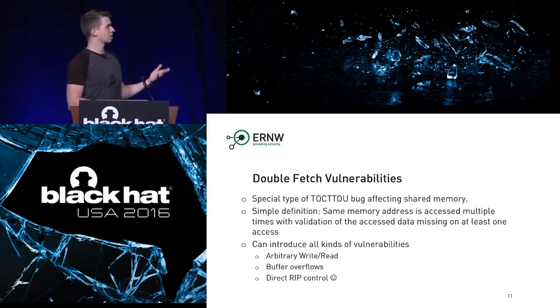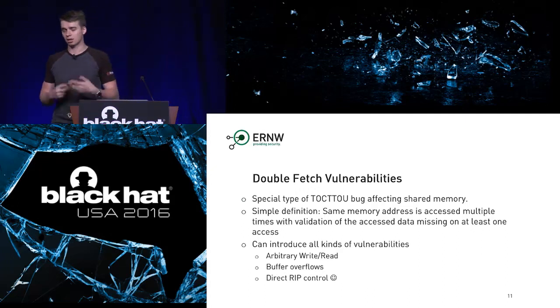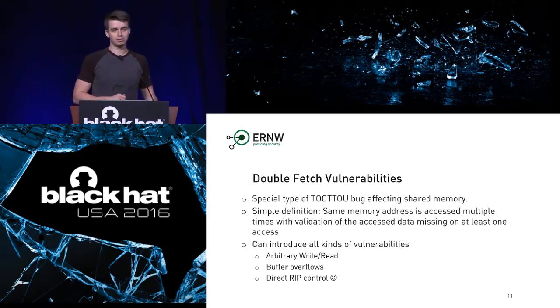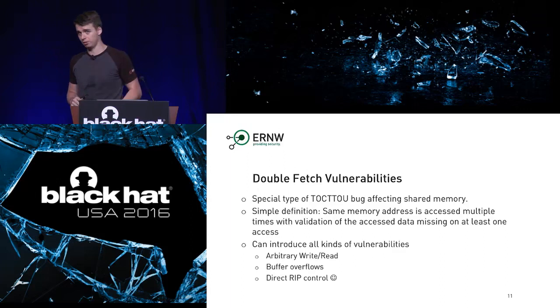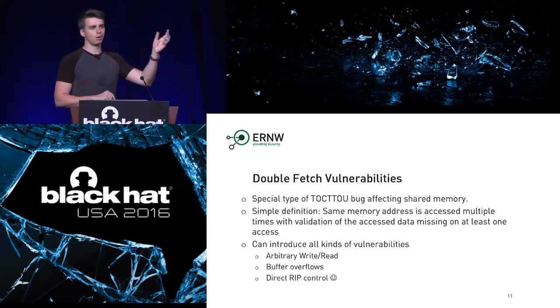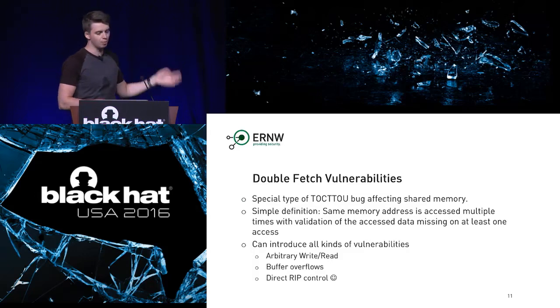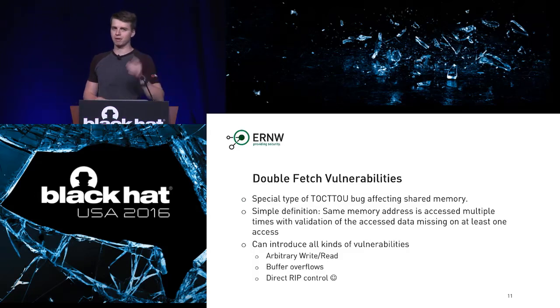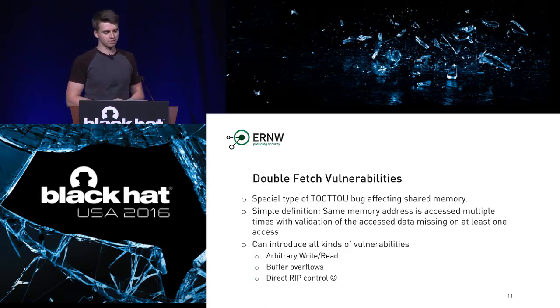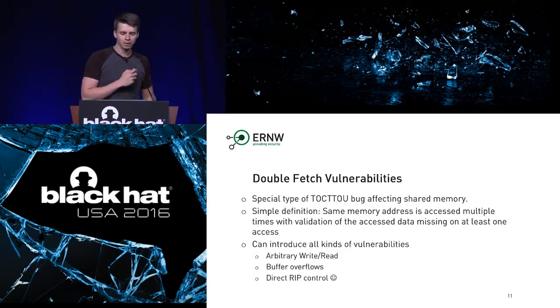And then you have a classic time-of-check, time-of-use bug, so you can simply try to exploit the race condition to flip the value in between these two fetches. The cool thing about double fetch vulnerabilities is that this vulnerability class can lead to a lot of powerful exploit primitives depending on the kind of bug. Sometimes you can just skip over a certain check, so this can lead to arbitrary reads, arbitrary writes, buffer overflows, or even direct control over the instruction pointer, as we will see later on during my demo.